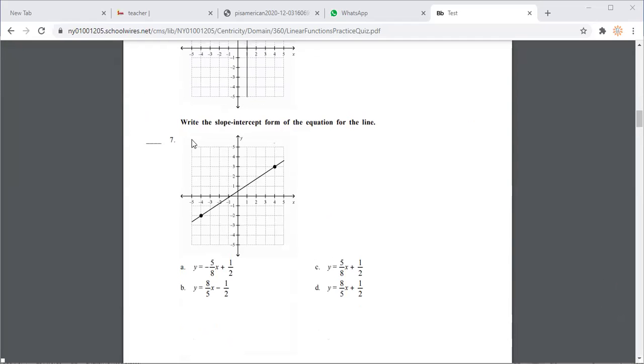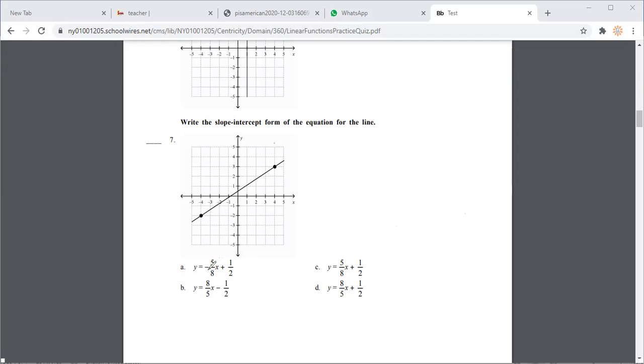In this question, write the slope-intercept form of the equation of the line. So we have an equation and we want to write the equation in slope-intercept form. Is there any choice from the choices we can take out? Please concentrate and tell me. I want to take out one choice or two choices if they're wrong.